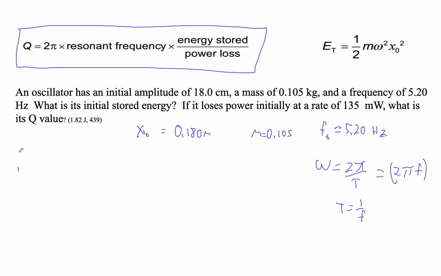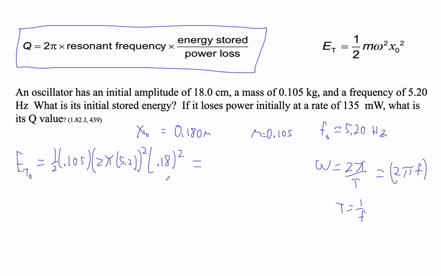Let's do that. So our E total initial is 1/2 times 0.105, that's the mass, times omega, which is just 2 pi f, so 2 pi times 5.2, and that whole thing squared, times 0.18 squared. This is our initial stored energy. So let's do this: 0.5 times 0.105 times parentheses 2 pi times 5.2 squared times 0.18 squared.